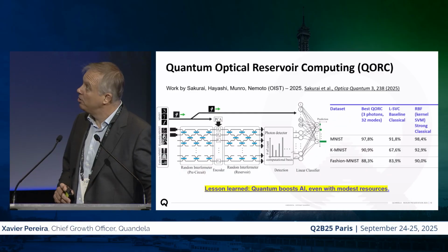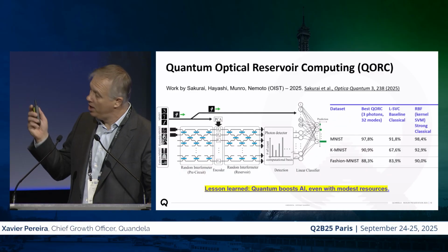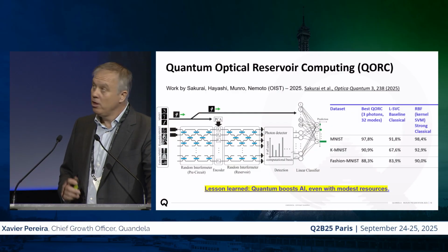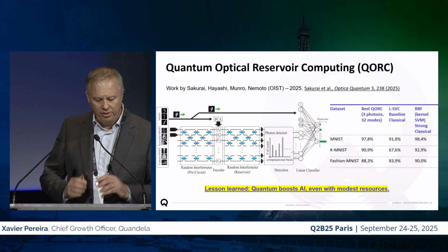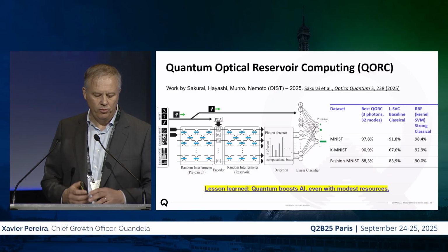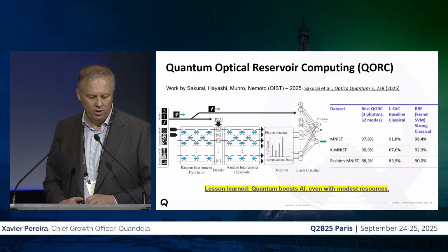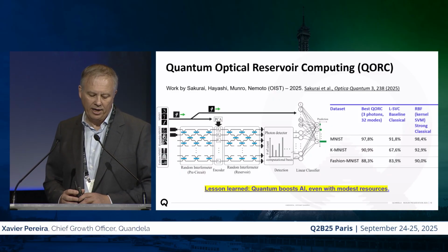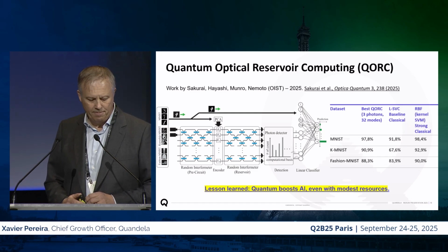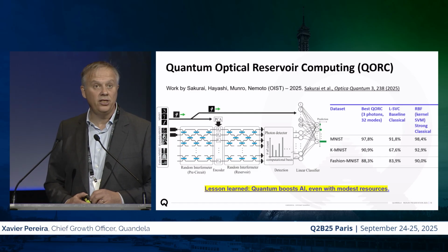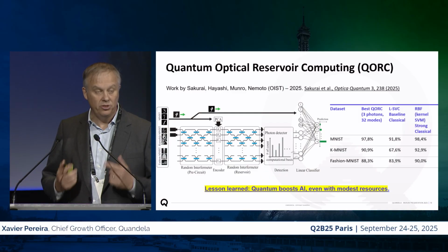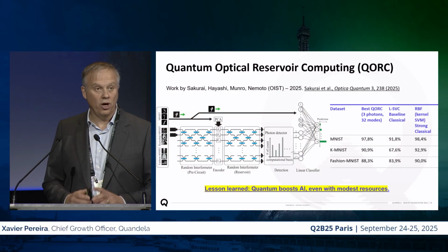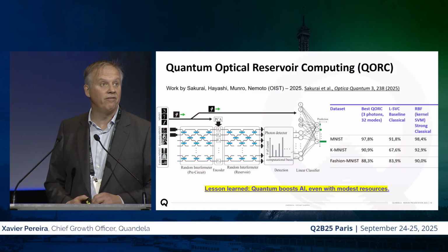The table summarizes the test accuracies on three well-known datasets: MNIST, K-MNIST, and FashionMNIST. What's very interesting with this experimentation is that with 3 photons and 32 modes, what we call the QORK, effectively already outperforms the linear baseline like LSVC across all datasets. And for MNIST, it reached nearly 98% accuracy, which is much better than a simple linear model and getting close to RBF kernel methods, which are strong but computationally very expensive.